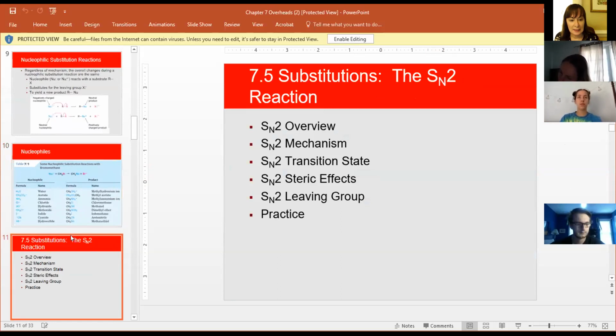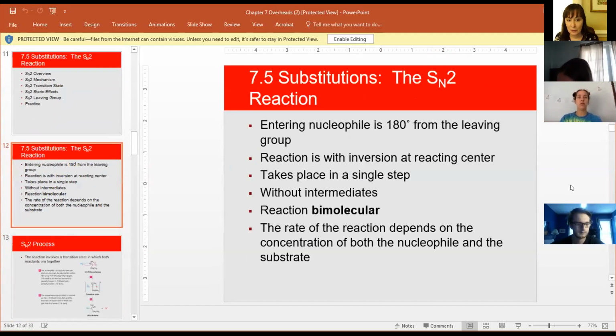So I think that we can jump into the SN2 reaction because that's probably where most of your concerns might be, even though I think Lanisha did a very good job explaining the SN2 reaction.